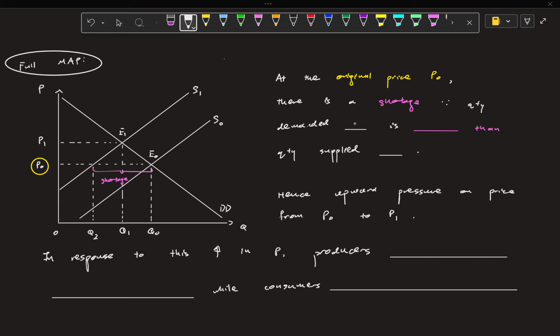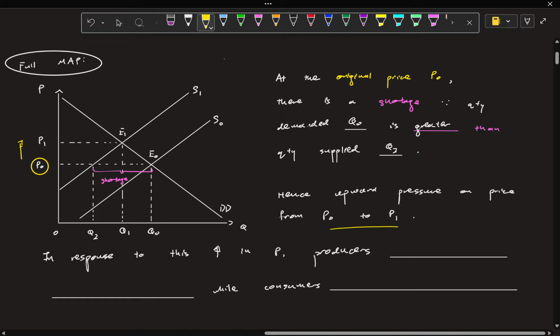Sorry, my quantity demanded is Q naught. And this quantity demanded is greater than the quantity supplied. Where does my horizontal line here intersect the supply curve? Remember, the new supply curve is now S1. So I want to find where it intersects S1. It intersects over here at Q2. Quantity demanded is greater than quantity supplied Q2. So hence, because of this shortage, there's an upward pressure on price from P0 to P1.